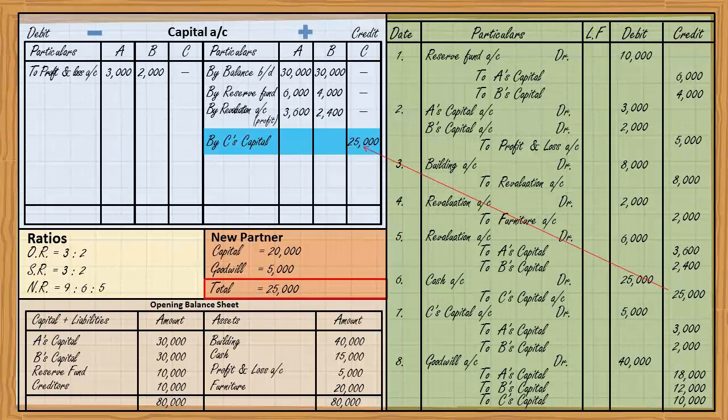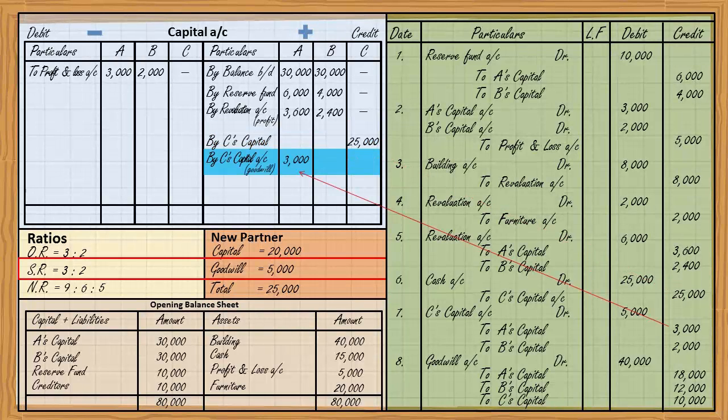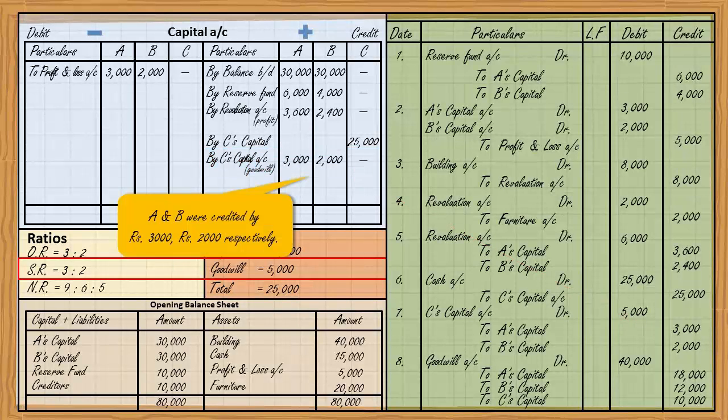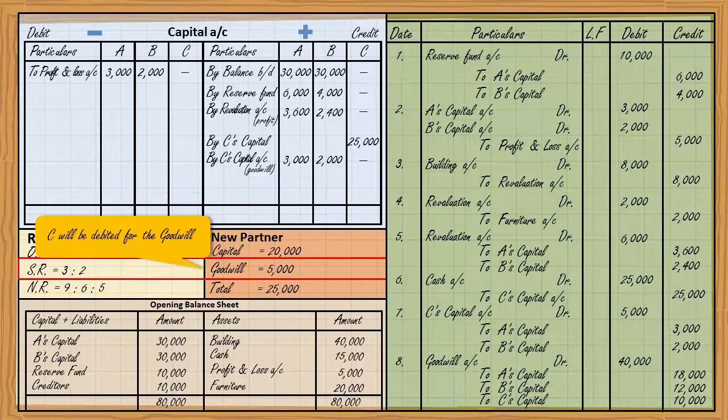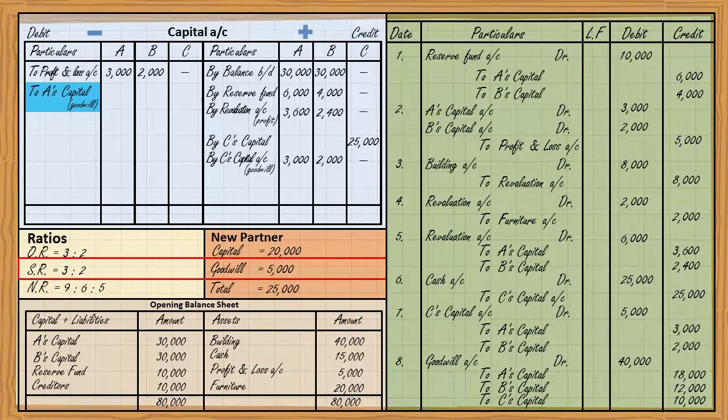Then there was adjustment entry for goodwill. So by C's capital, inner column, please write down goodwill 3,000 in the column of A and 2,000 in the column of B, because A and B were credited by rupees 3,000 and 2,000. So now C will be debited for this goodwill. So to A's capital and to B's capital. Please write down goodwill in the inner column 3,000 and 2,000 in the column of C.